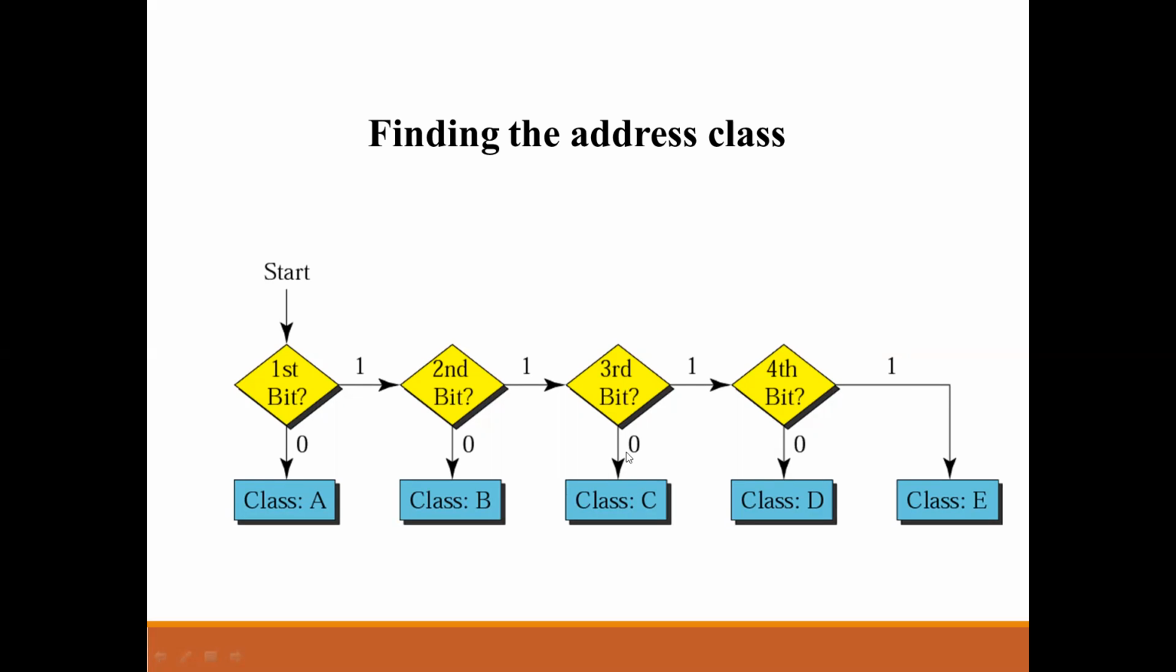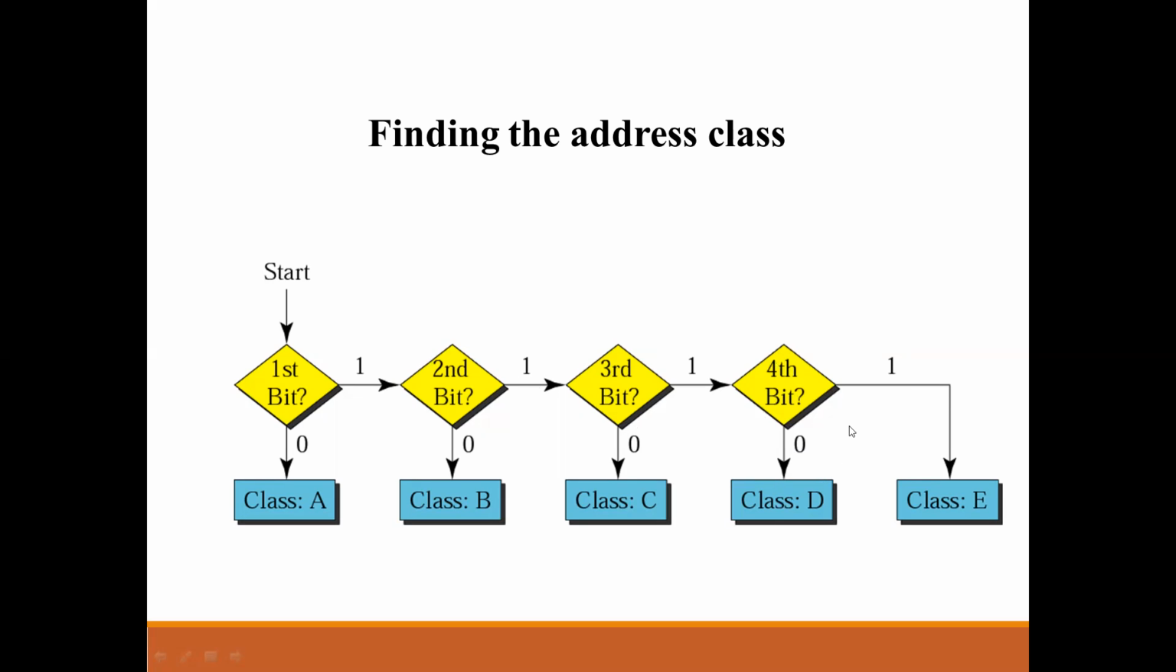If it is not 0, if it is 1, then we have to go for the next bit. That is, the fourth bit is to be checked. And if it is 0, that means 1, 1, 1, and 0. That is the class D addressing system.